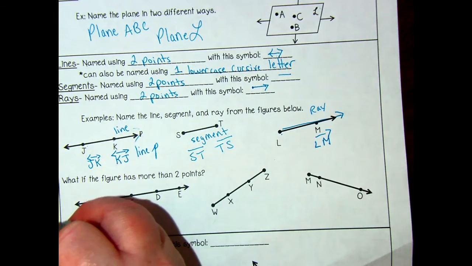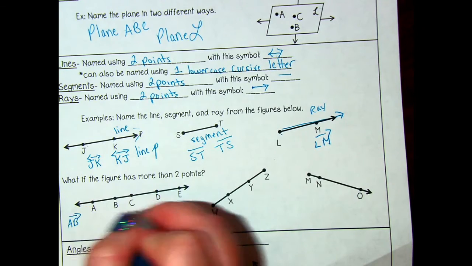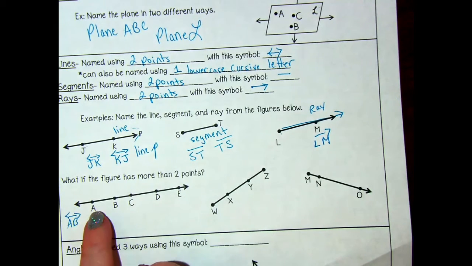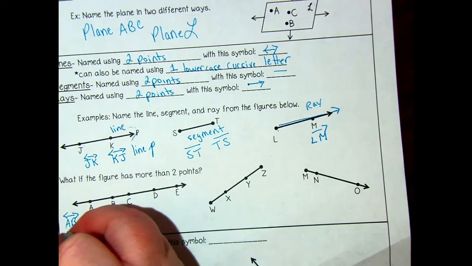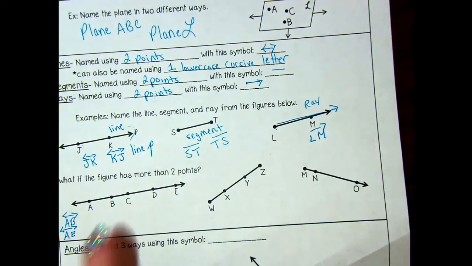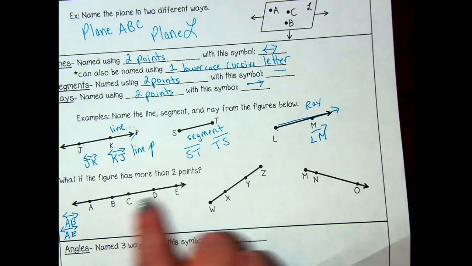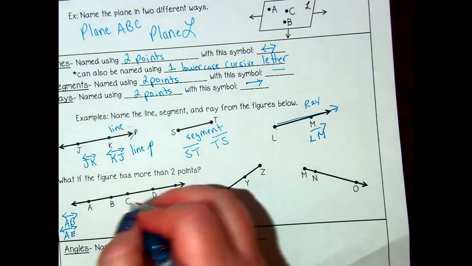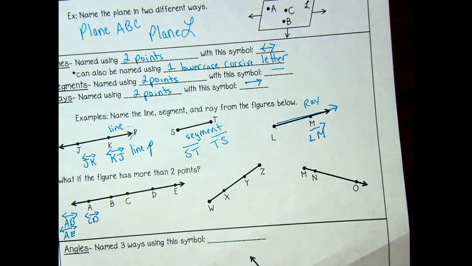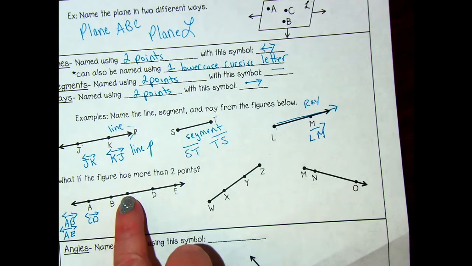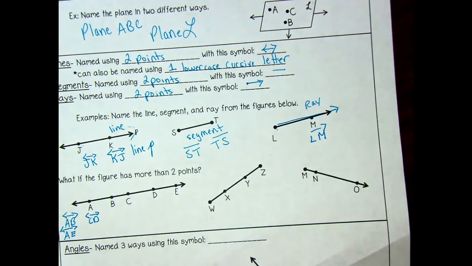So I can name this as line AB, because even though it only goes from A to B, it actually continues everywhere. I can name this as line AE, because it goes from here to here and continues on. I can name it line CD, because it goes from here to here, but it's everything on the outside. There are no script letters, so I can't do that.